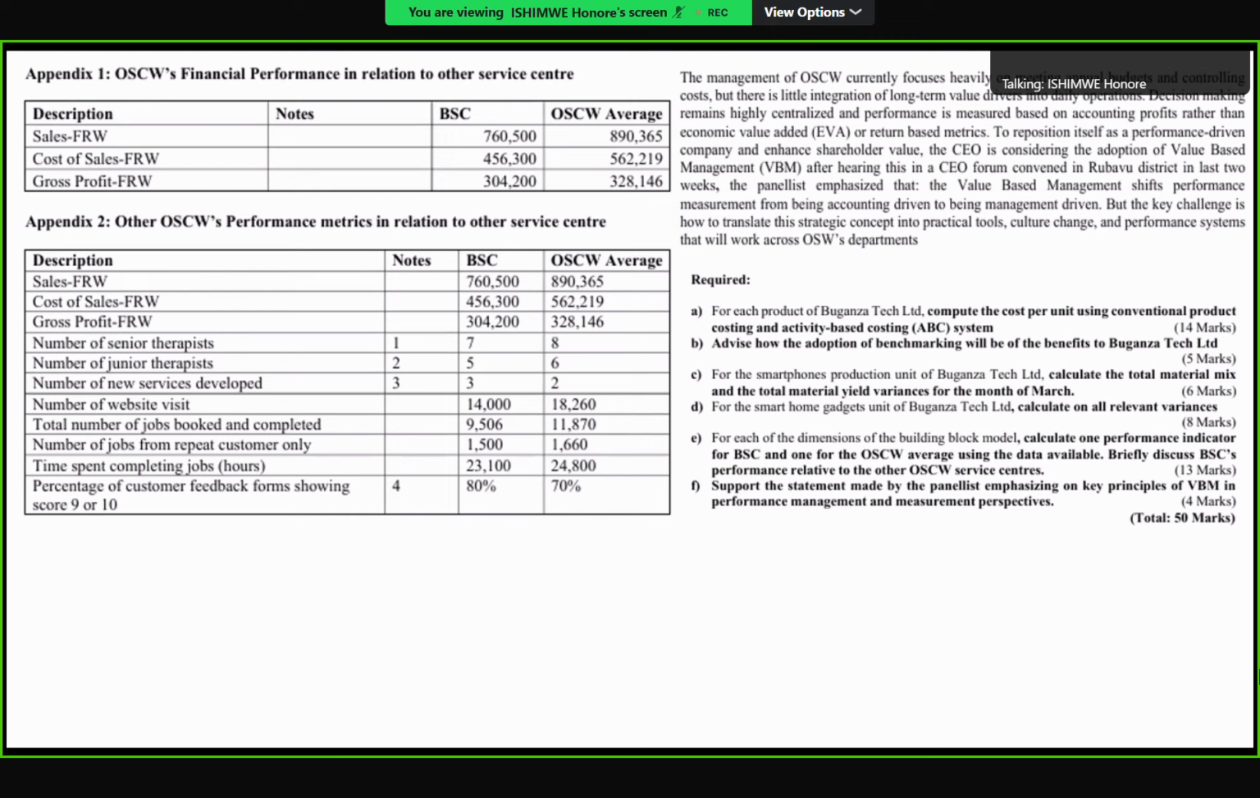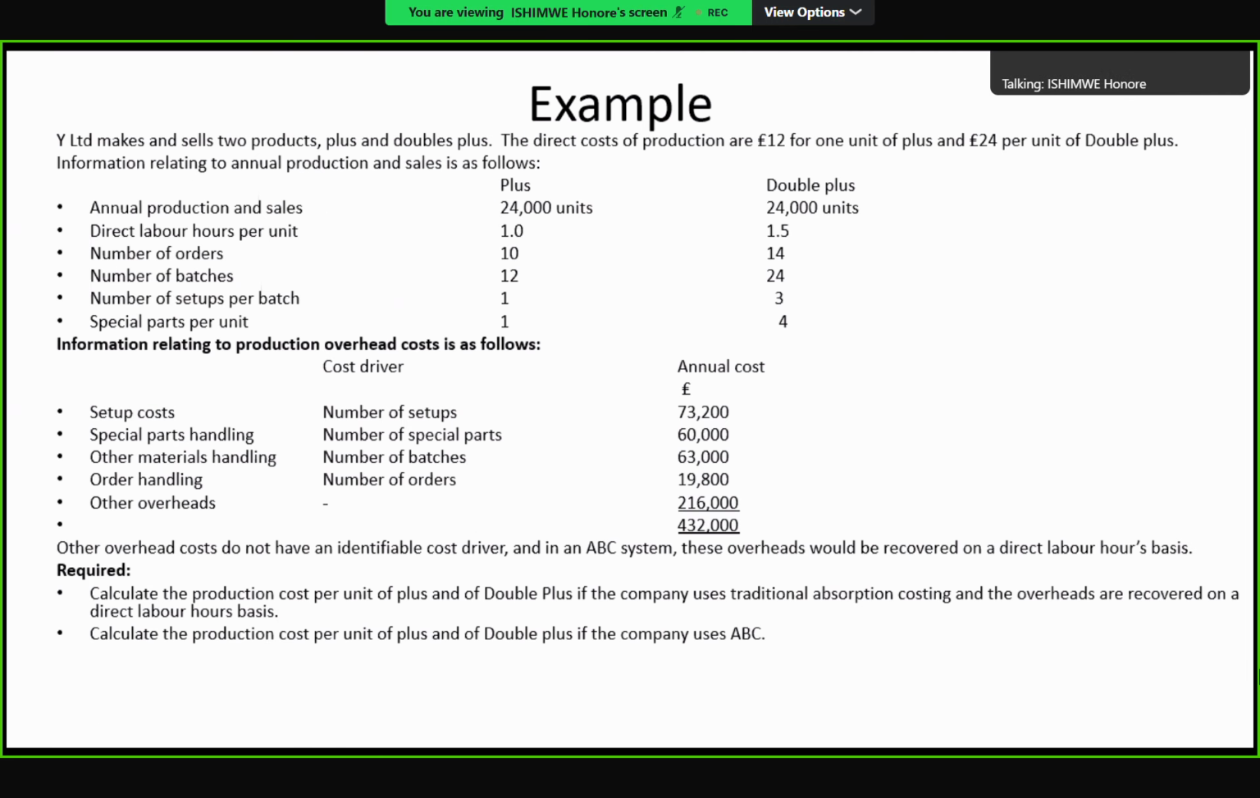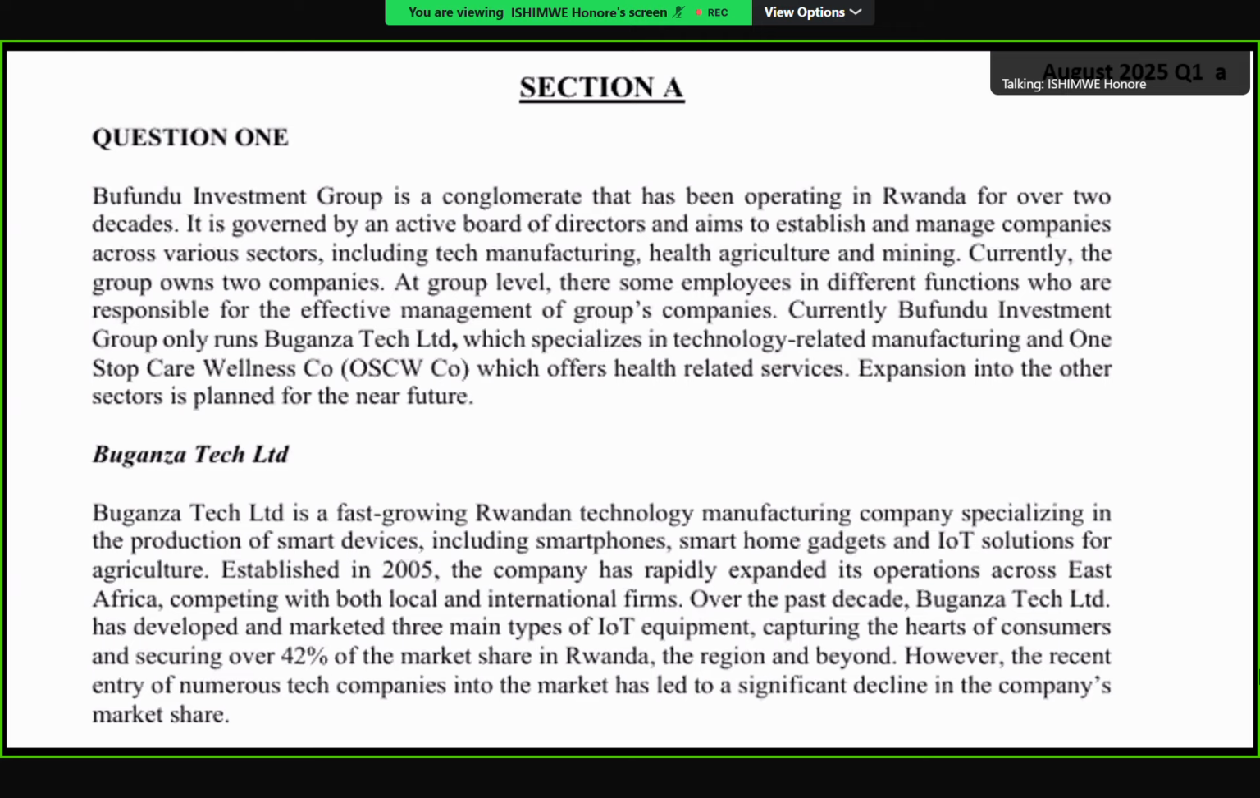Let's go and determine these 14 marks in an easy way. So let's go to the question. The question is saying, Bufundu Investment Group is a conglomerate that has been operating in Rwanda for over two decades. It is governed by an active board of directors and aims to establish and manage companies across various sectors, including tech manufacturing, health, agriculture, and mining.